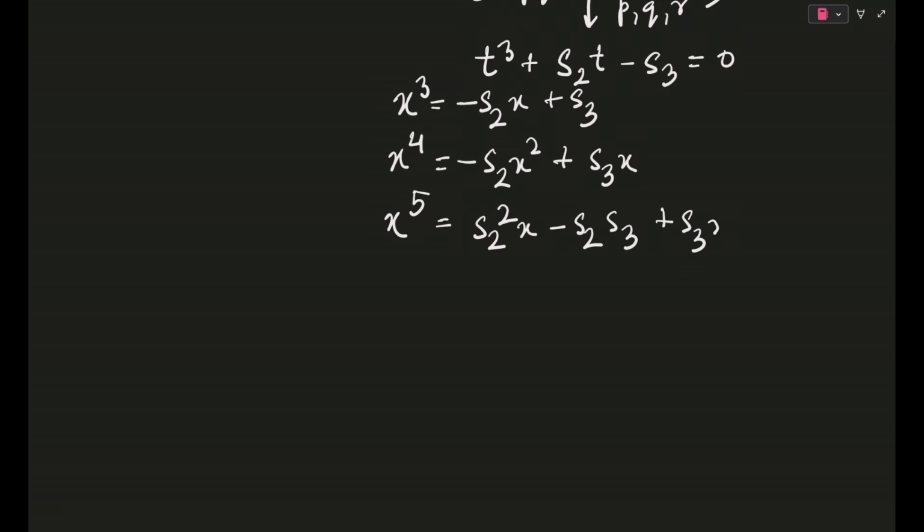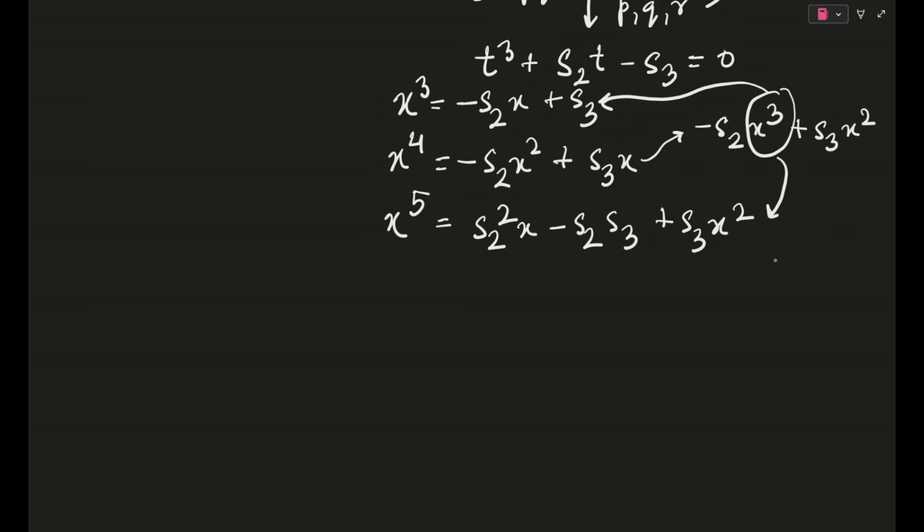Now you would wonder where all of this came from. So basically what happened is when I multiplied this particular equation with x squared, this side became minus S2 x cubed plus S3 x square. Now in place of this particular x cube, I substituted this expression, and that is why this thing came out. Okay, this will be done successively a number of times, so I hope this will be clear to explain the further steps also.